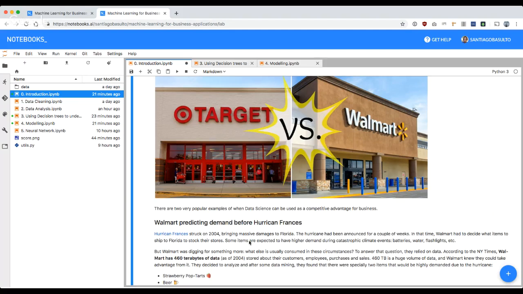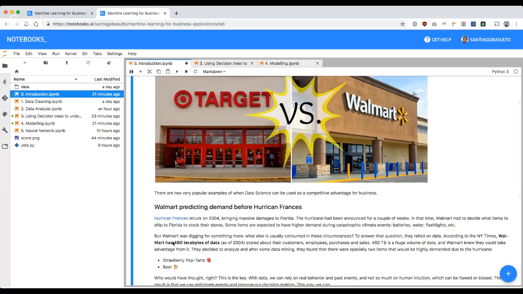But aside from that, what else? Walmart had a lot of data at that moment. Reportedly, they have 460 terabytes of data, and this is 2004. That's a lot of data, to be honest. So they decided that they could take a peek at that data and somehow get a better understanding of what their customers might be needing.